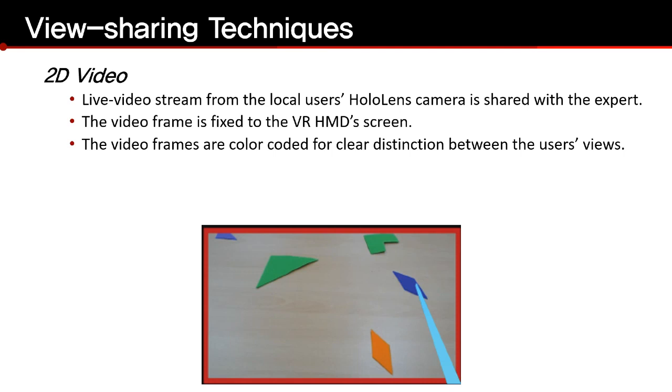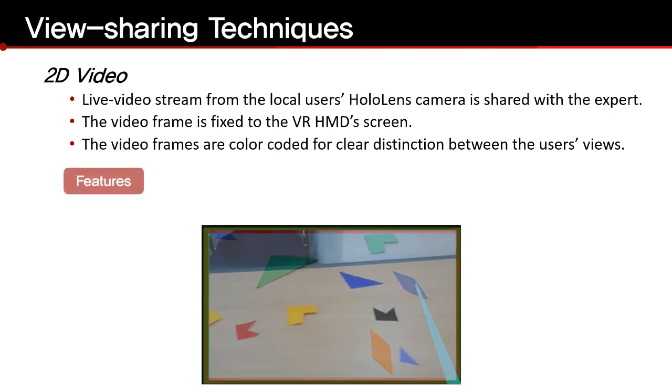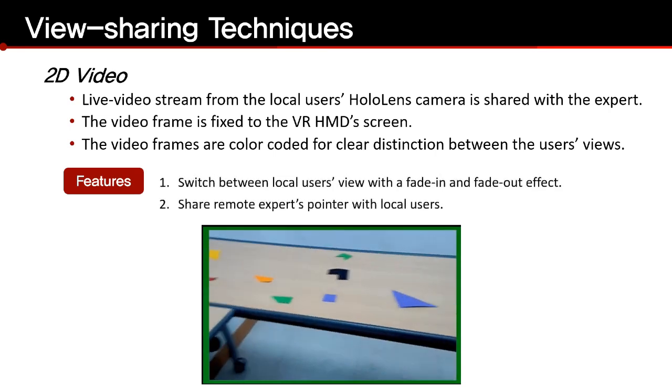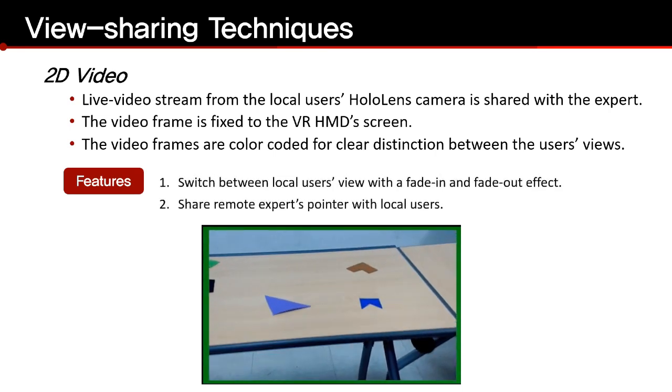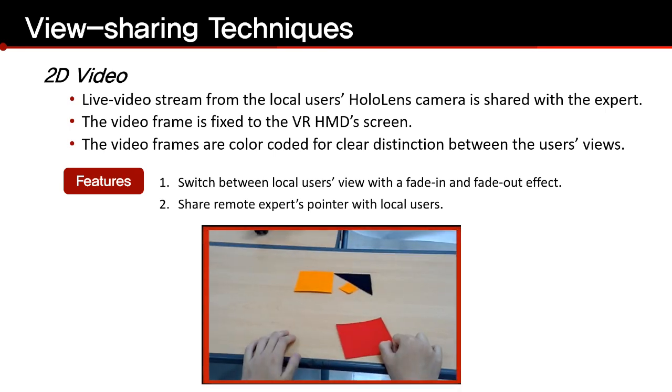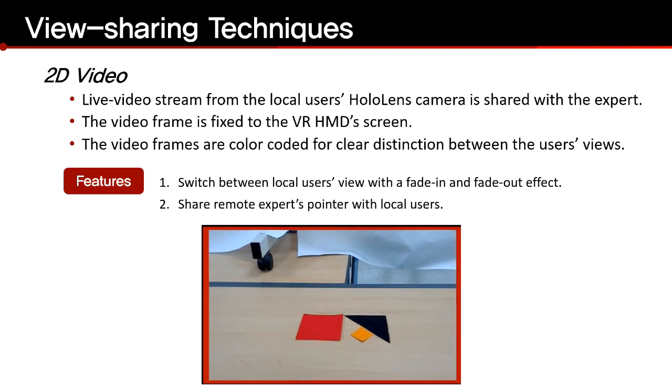In this technique, the live video stream from the local user's HoloLens camera is shared with the expert, and the video frame is fixed to the VR HMD's screen. To distinguish between the users' views, the outline of the video frame is color-coded to either green or red. Distinct features are switching between the 2 local users with a fade-in fade-out effect to minimize the remote expert's distraction, and sharing the remote expert's line pointer with the local users.